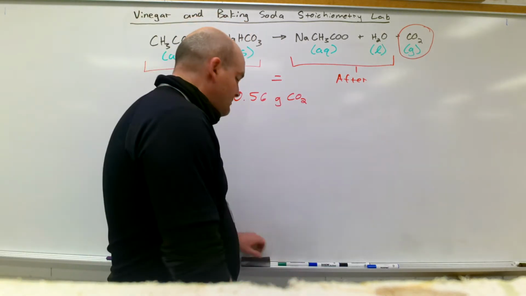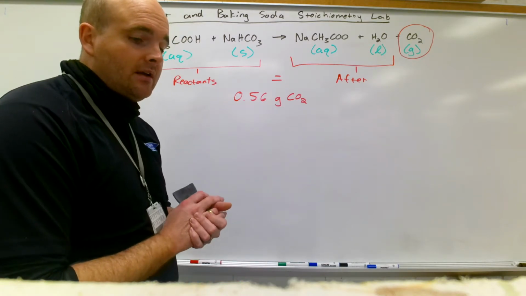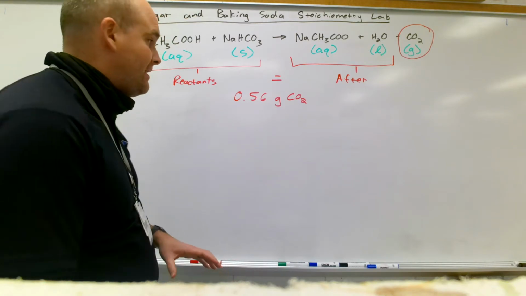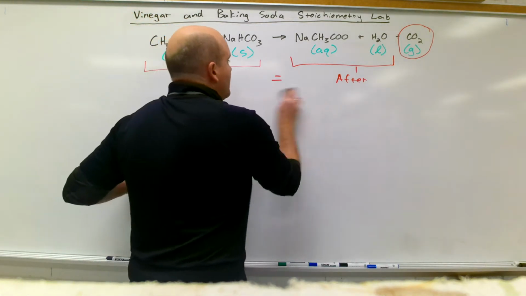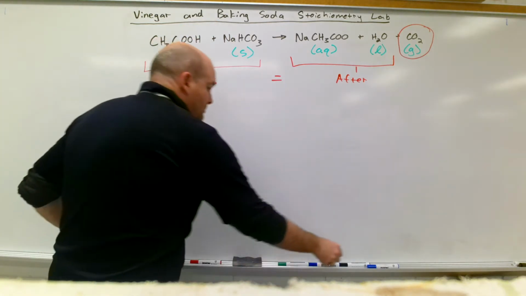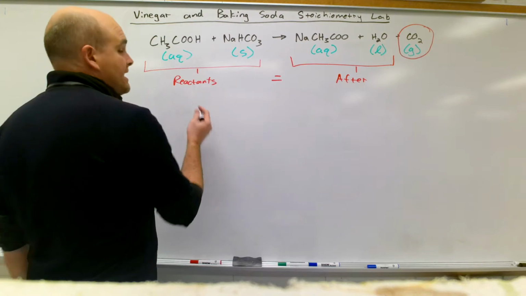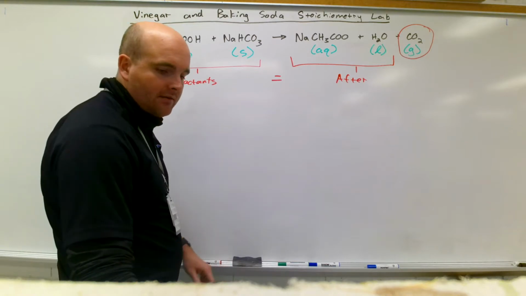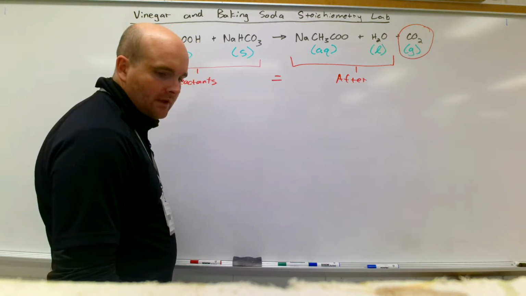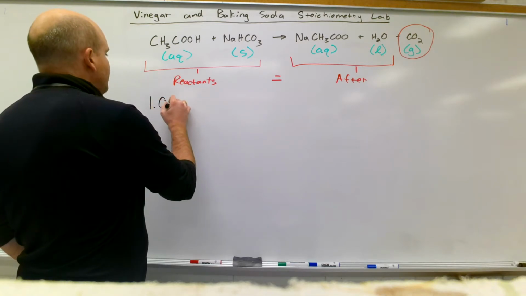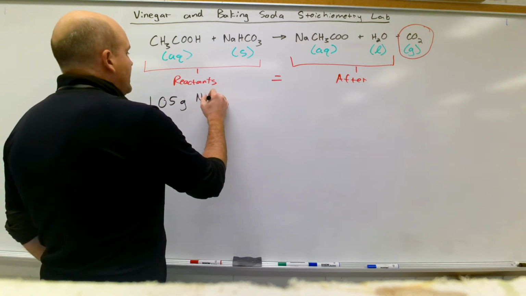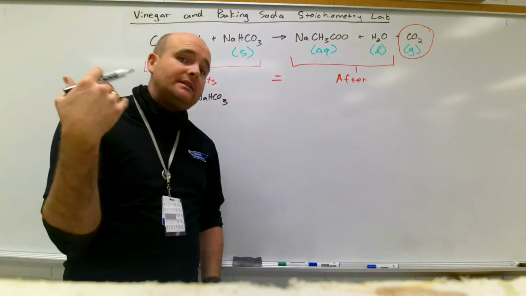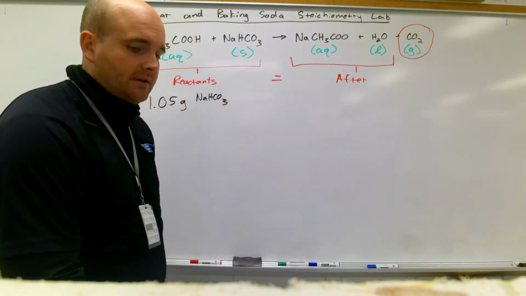Question number 5, let's do that. Using stoichiometry, from the mass of the baking soda, calculate the theoretical yield of carbon dioxide. So, we're going to start with the mass of our baking soda. Why? Because that is our limiting reactant. Oh, I gave away the answer. So, the mass of the baking soda is going to be 1.05 grams of NaHCO3. You have to start with the limiting reactant, okay? Starting with the excess reactant is no good. Must start with the limiting.